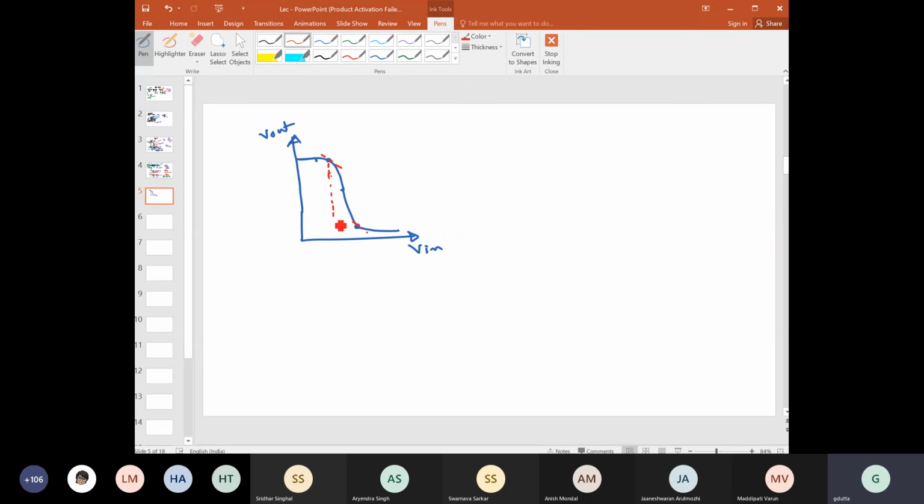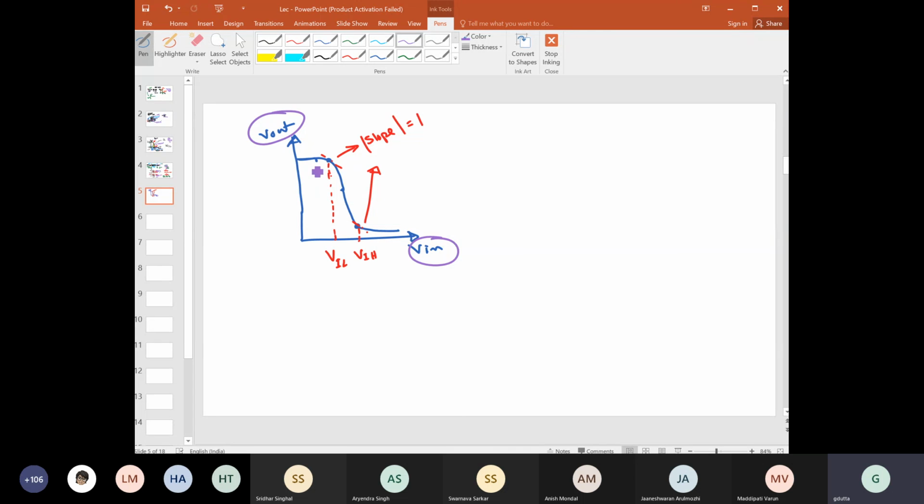Now why have we defined these two points, V input low and V input high, where the magnitude of the slope is 1? Why have we considered these two? That is because this is nothing but the plot of output versus input.